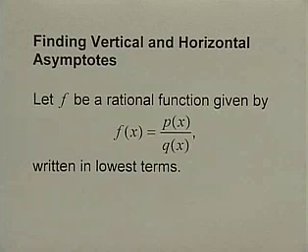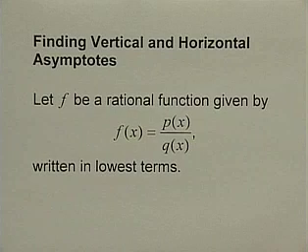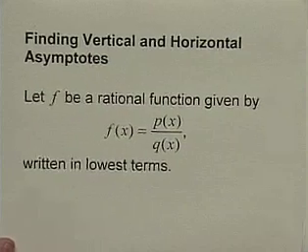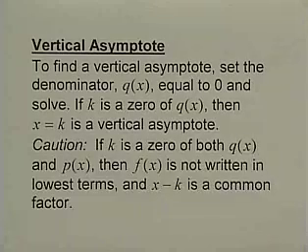Well, let f be a rational function given by f of x is equal to p of x over q of x. And the key here, written in lowest terms. Finding the vertical asymptote now, we follow the following logic. To find the vertical asymptote, set the denominator, q of x, equal to 0 and solve. If k is a 0 of q of x, then x equals k is a vertical asymptote. Now be careful. If k is a 0 of both q of x and p of x, then f of x is not written in lowest terms, and x minus k is a common factor.